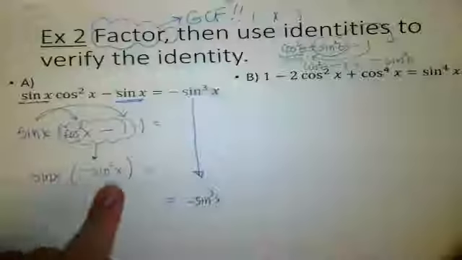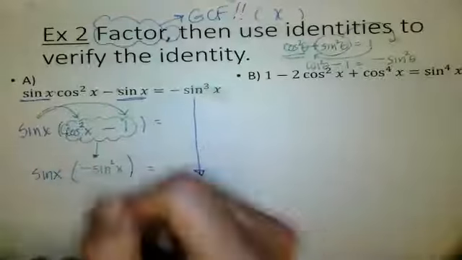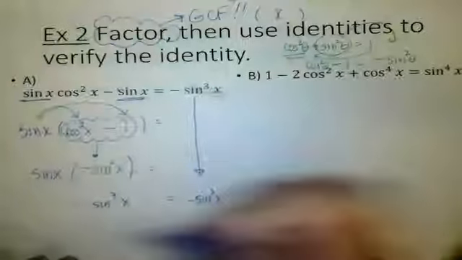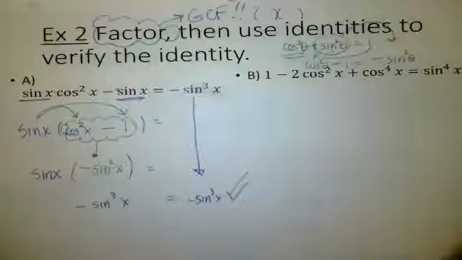What is sine of x times sine squared of x? Negative sine cubed of x. And ding, ding, ding. We did it.